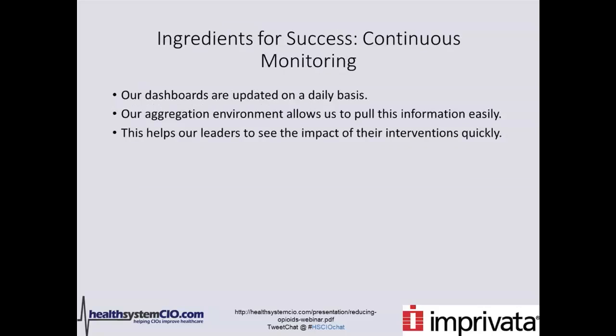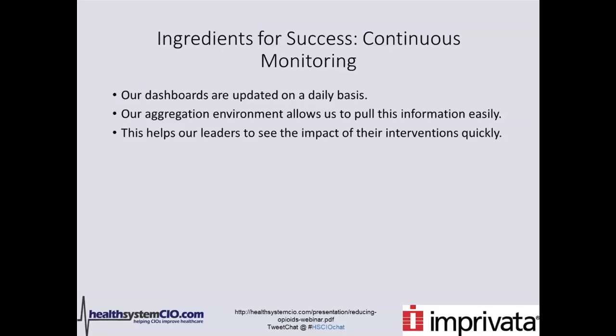Continuous monitoring. This is not just about giving one instance of information to providers. All of our dashboards and our IT solutions are being updated on a daily basis, so it allows them to keep tabs not only to identify the opportunities for improvement, but also get some sort of insight about how much the initiatives that we are taking make an impact.